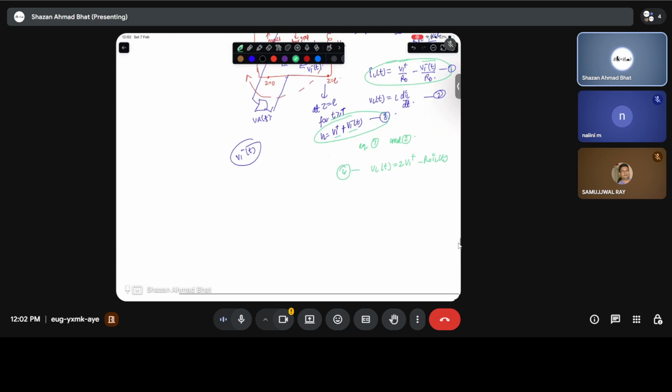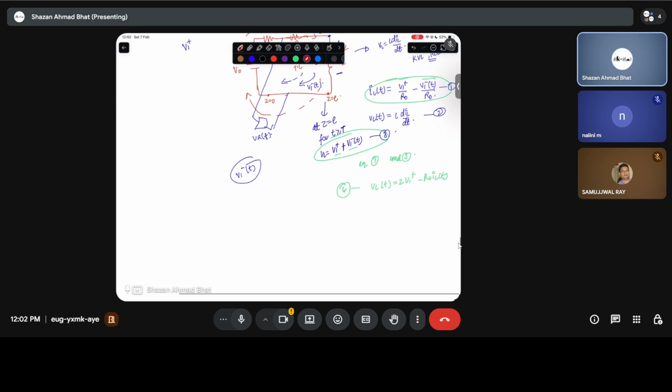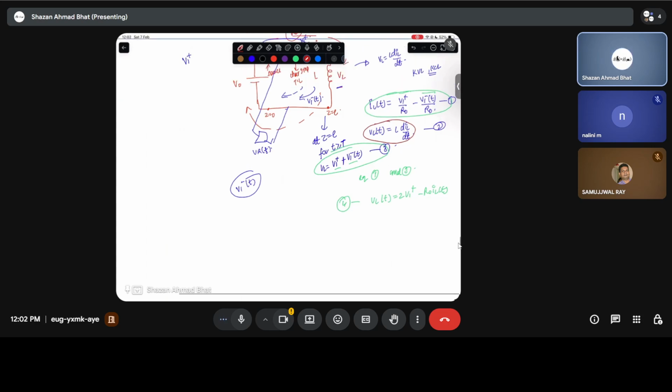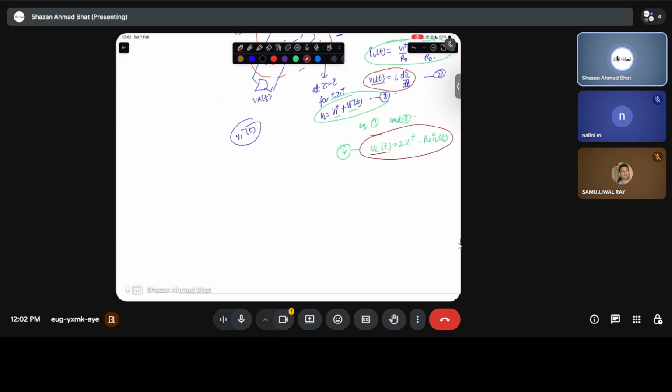Now from equation 2 and equation 4, we have VL on the same side. We can write L dIL divided by dt plus R naught times IL of t, which is equal to 2V1 plus. Let's call this equation 5.